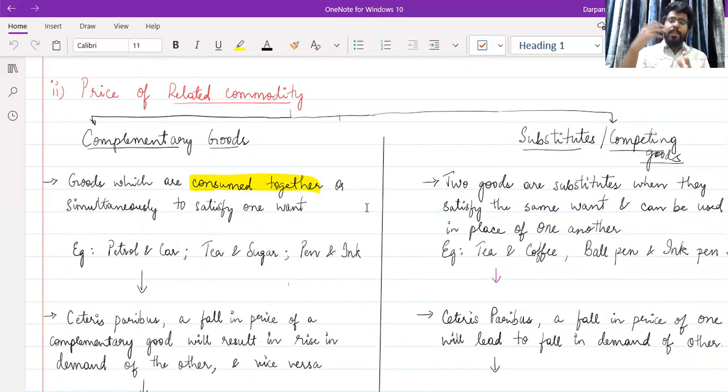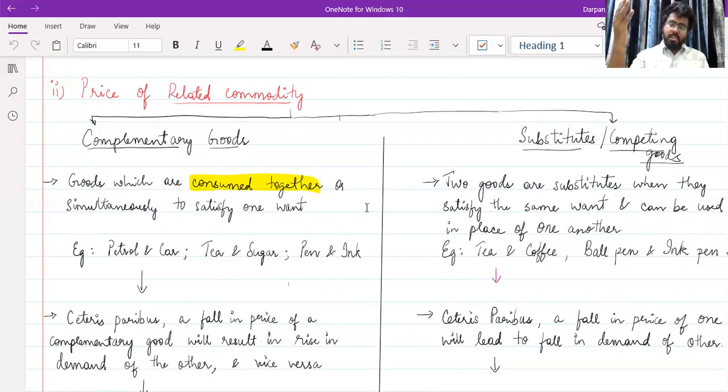When there's a fall in price of a complementary good, then what will happen? The demand of my commodity will rise. Why? Because if there's a fall in price of complementary good, that means this complementary good will be demanded more, so automatically my quantity demanded will also increase. Let's take an example. Let's say there's a fall in price of cars. All right, what will happen to the demand of petrol? If there's fall in price of cars, then more will be demanded of cars.